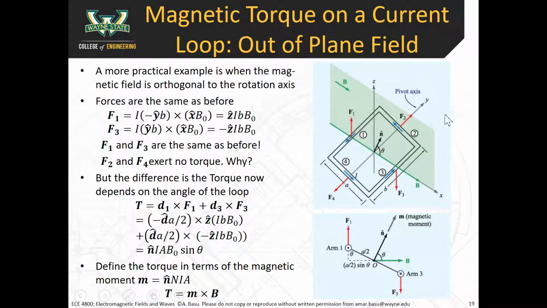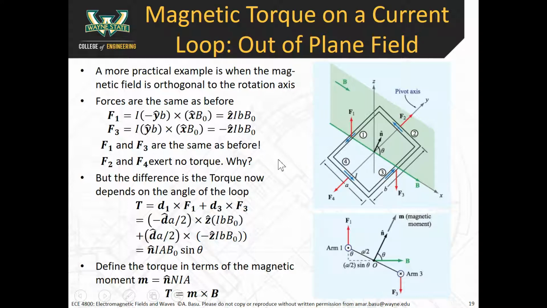So the important parts here, you still have segments 1 and 3. Those are the ones generating the torque. F2 and F4, they still don't generate torque, okay? So F2 and F4 exert no torque for the same reasons as before. F1 and F3, same thing as before. We already calculated what the force is. So force 1 and force 3, not changed. Same calculation, nothing's changed there. In fact, the result is still the same.